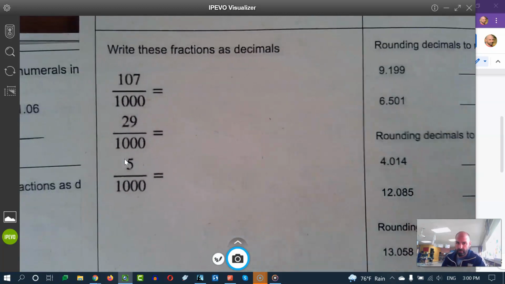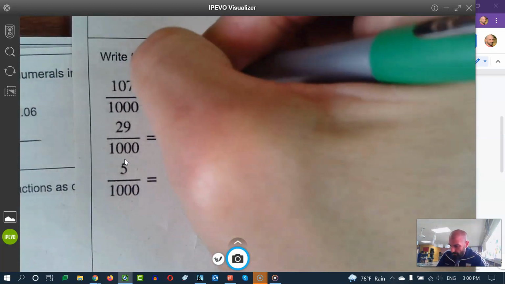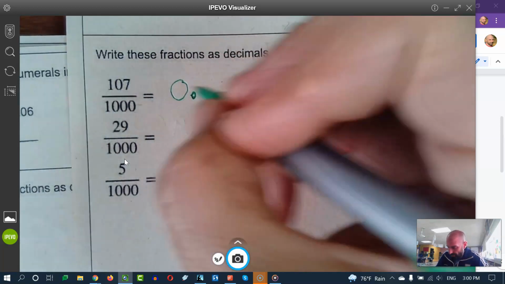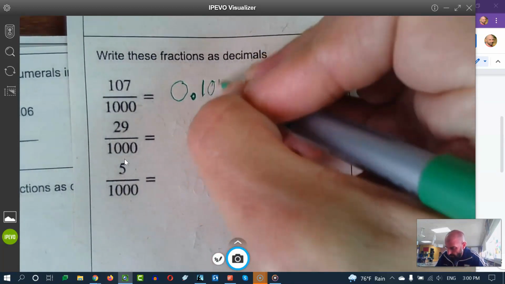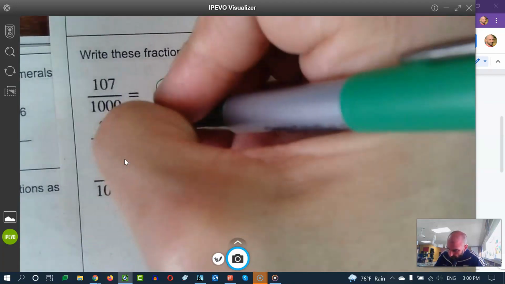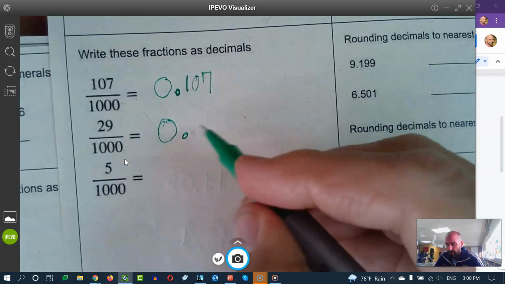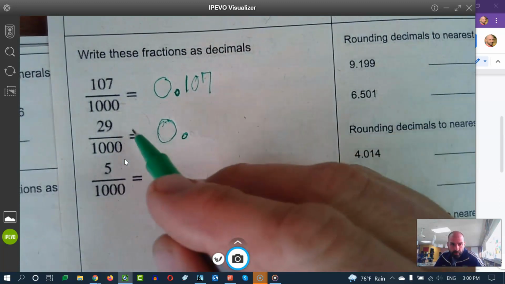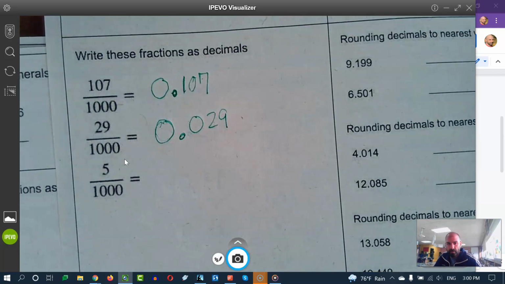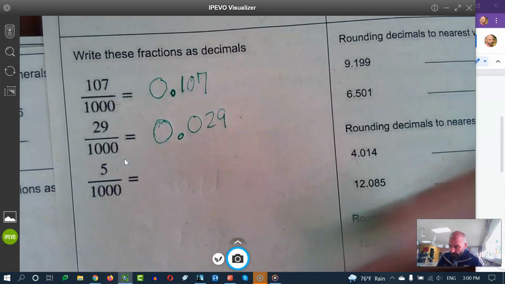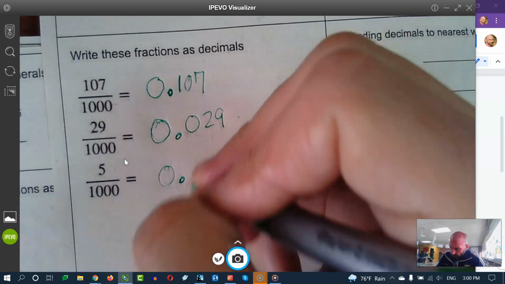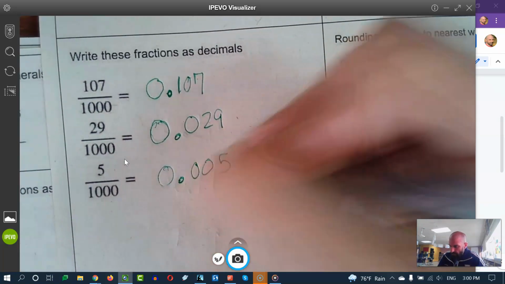Now it's time to write these thousandths. How many places to the right? How many digits do we need? We need 3. We're in thousandths town, and we have 3 as our numerator, so we just write those. Here, again, we have 29 thousandths. We need 3 digits to the right. We only have 2 in the numerator, so that means one of them has to be a 0. Here we have 5 thousandths. How many digits do we need to the right? We need 3. So 2 of those need to be 0, and then our 5.